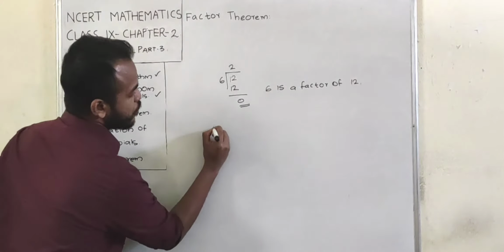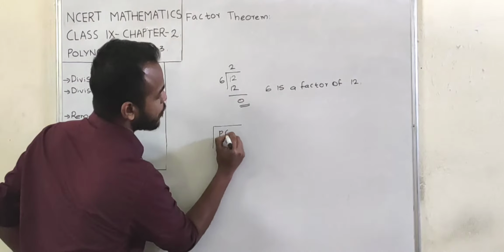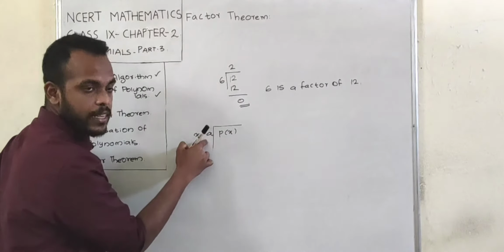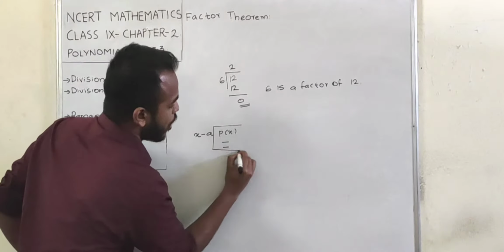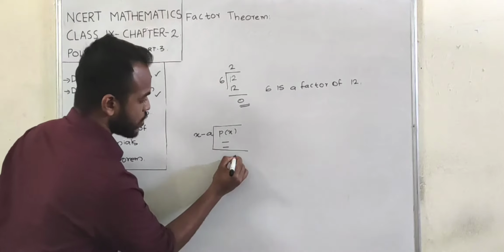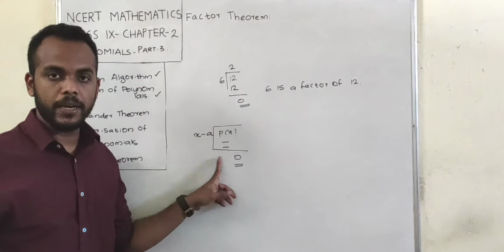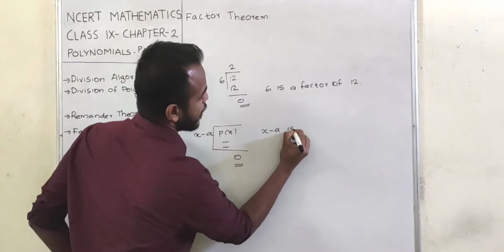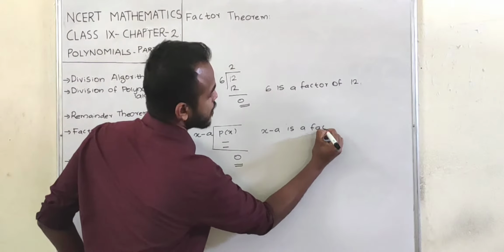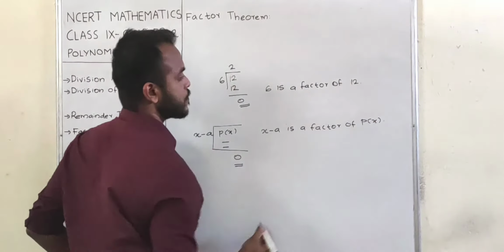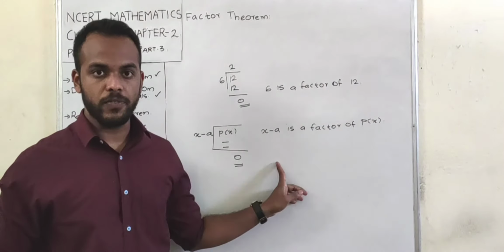That is, if you divide a polynomial p of x by another polynomial x minus a, then you will somehow get a remainder, right? If that remainder is 0, then we will say x minus a is a factor of p of x. X minus a is a factor of p of x.